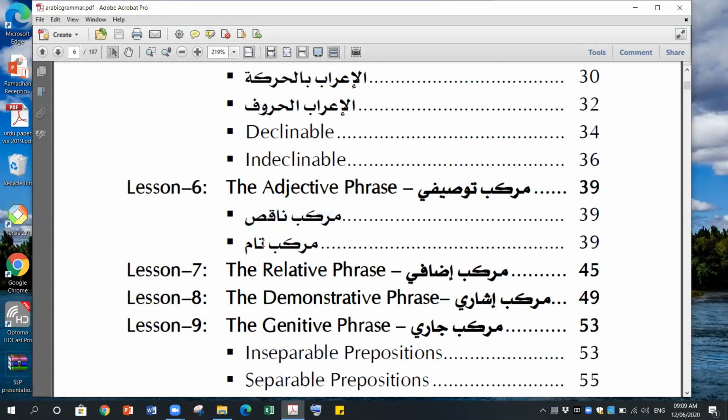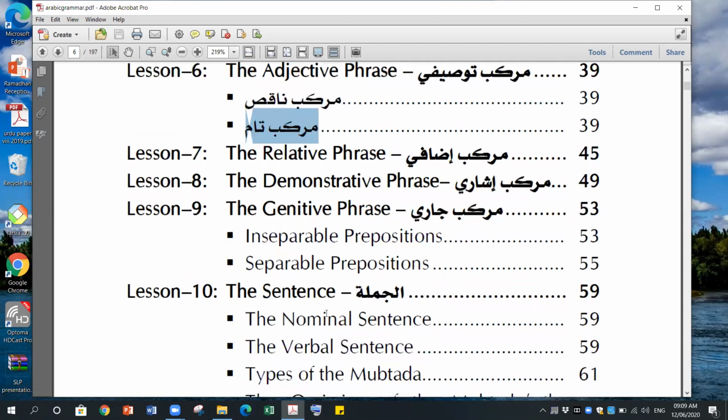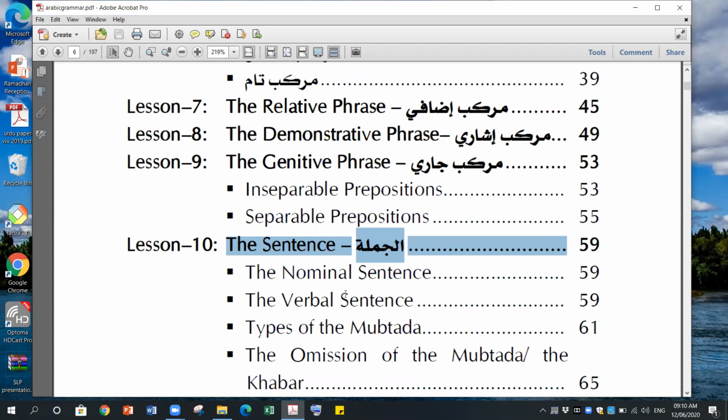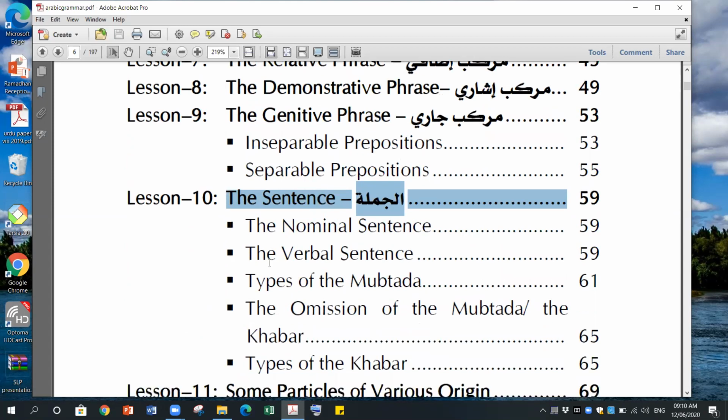And then we say murakkabe tam means the perfect murakkab, and that actually is a sentence, right? The sentence is called murakkabe tam also. So this also we have done. And then we saw that there are mainly two types of sentences. What is the first one? It's nominal sentence. The sentence which starts with a noun is called nominal sentence, and a sentence which starts with a verb is called verbal sentence. Okay? These are the two main categories of sentence.